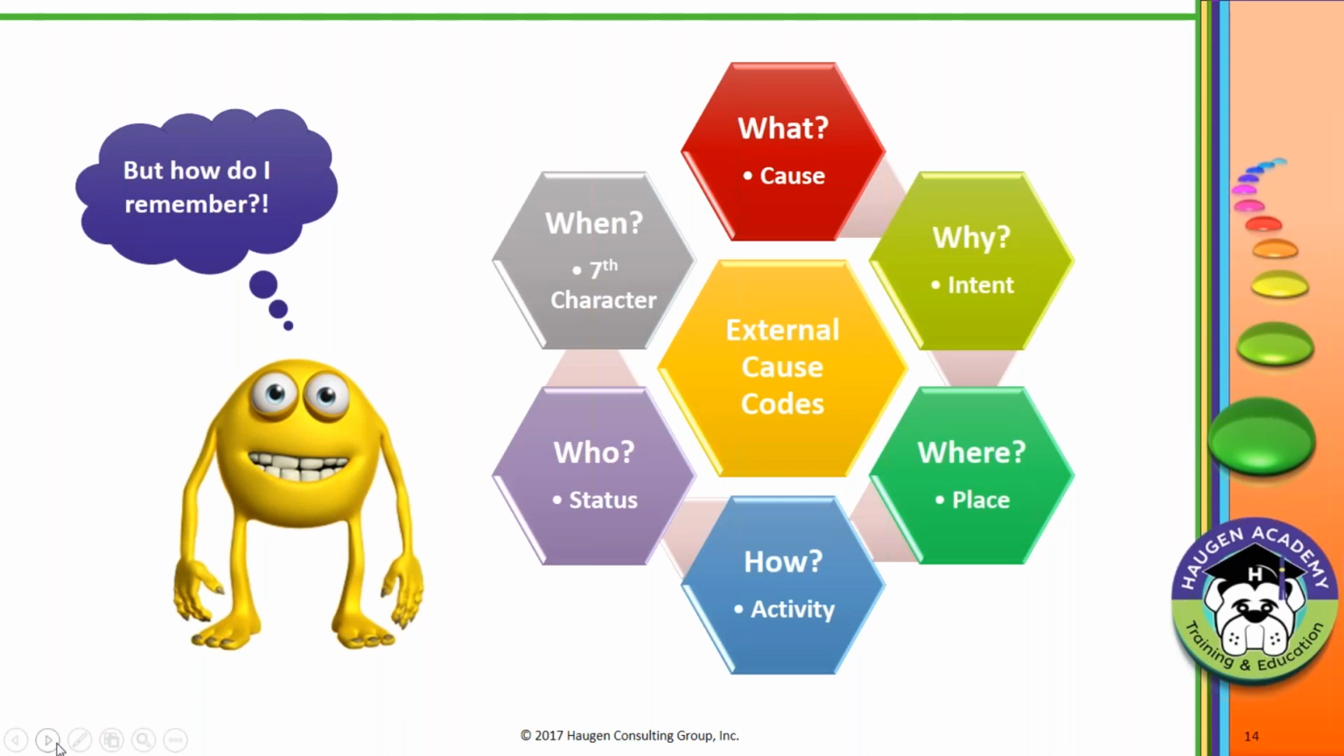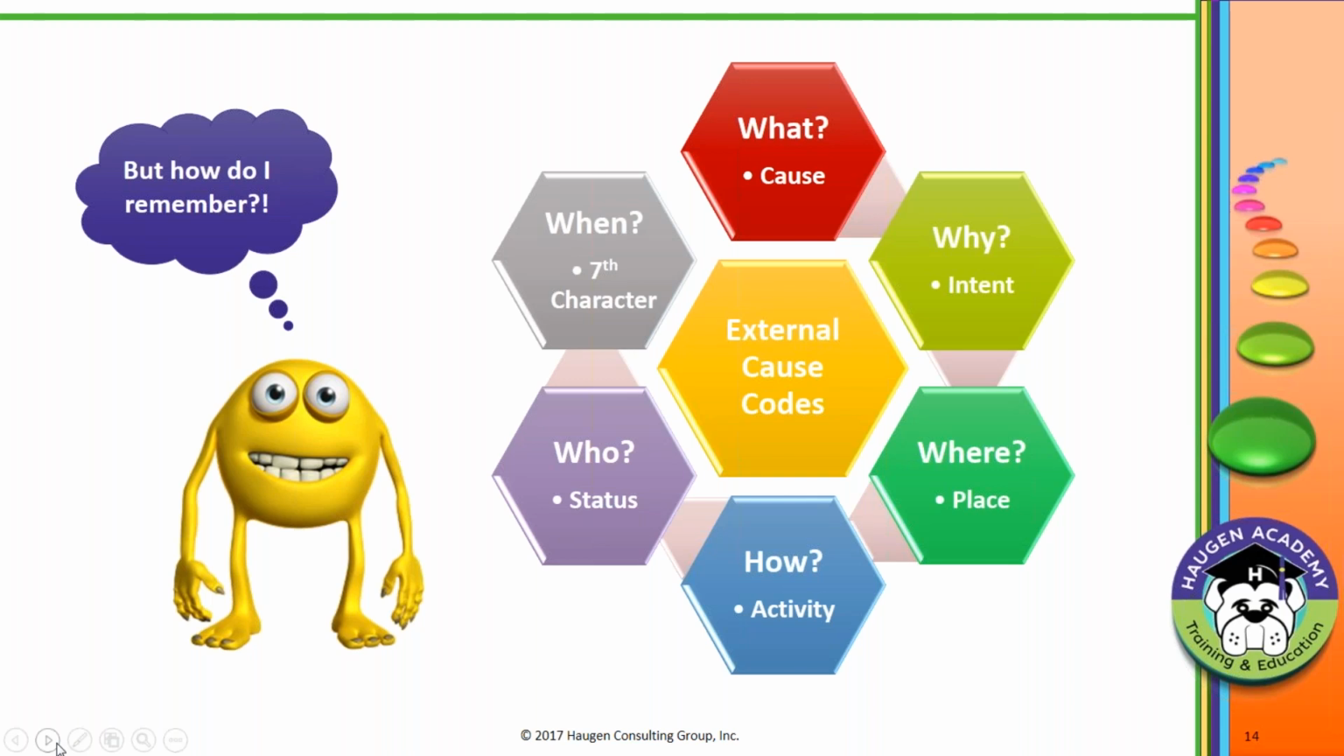First, the what. That's the what happened. This will identify the cause. And then why did it happen? That's the intent. Was it accidental? Did someone inflict injury on somebody else with an intent to harm them? Was the patient trying to hurt themselves? So there's your intent. And then, of course, where did it happen? That gives you your place of occurrence.